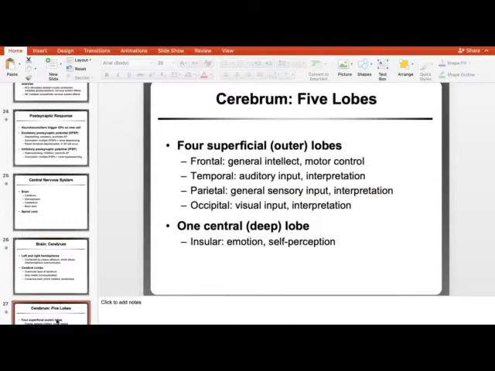The cerebrum has 5 different lobes. If you're looking at a brain, it will look somewhat like this. There's another lobe in the back here. There's your brain stem that comes out here. This is your frontal lobe. This is your parietal lobe here. This is your occipital lobe back here. In the middle here is your temporal lobe. Sorry, whoops, that should be a T.